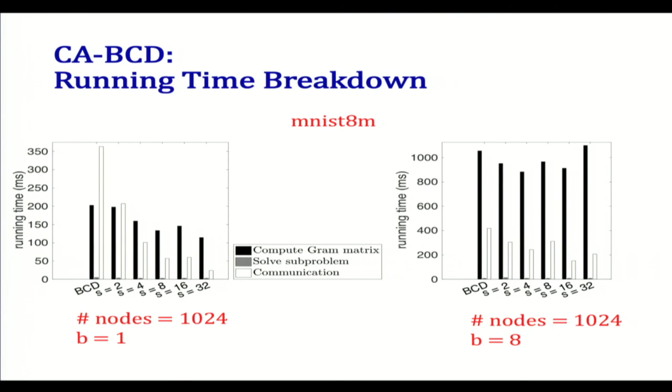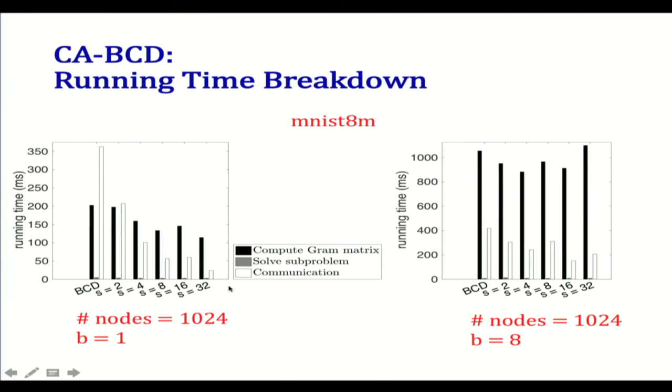OK, so let's dive in a little more and look at the running time breakdown. And so now I'm just going to fix the number of nodes to be 1K. And on the left, I'm going to plot block size b equals 1. And on the right, b equals 8. And I'm going to show you the running times for computing the Gram matrix, which is doing the parallel matrix multiply. And then the gray part is doing the actual subproblem solution. So that's going to be computing the inverse of that Gram matrix. And you can't really see it. That's because it's such a cheap operation. It's like right in the middle over there. And then all the white bars are going to be communication.